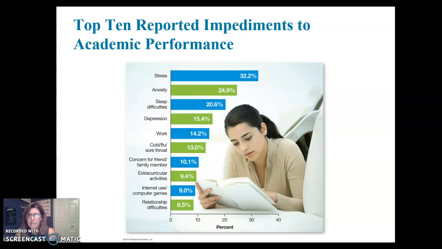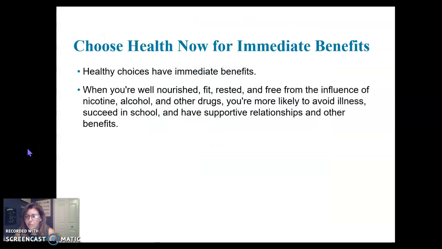So take a look here at some of the top factors that get in the way of academic performance. You may recognize some of them: stress, anxiety, sleep difficulties, depression. These are things that we're really going to look at this semester and how to navigate through them. Because the healthier the choices that we make, they really have immediate health benefits. When you're well nourished, you're fit, you're rested, you're free from the influences of nicotine, alcohol, and other drugs, you're more likely to avoid illness, succeed in school, and have supportive relationships, and many other benefits.